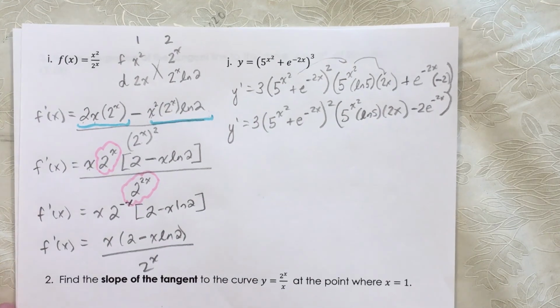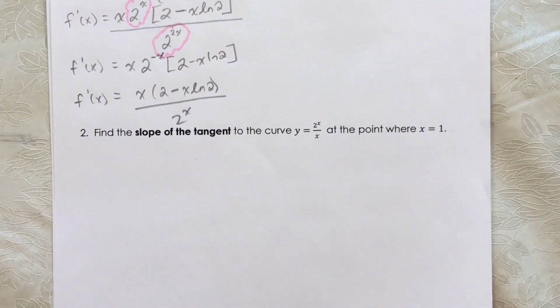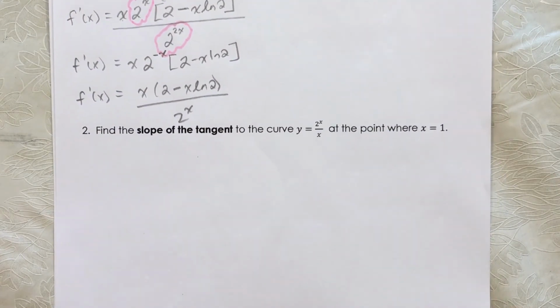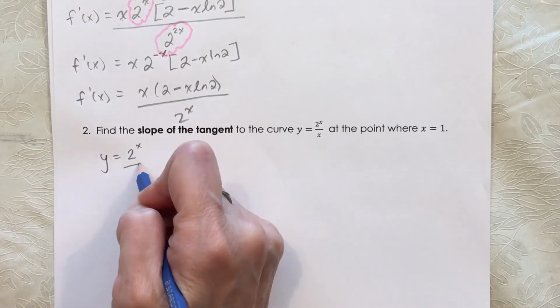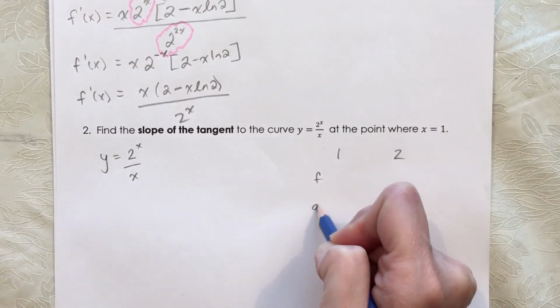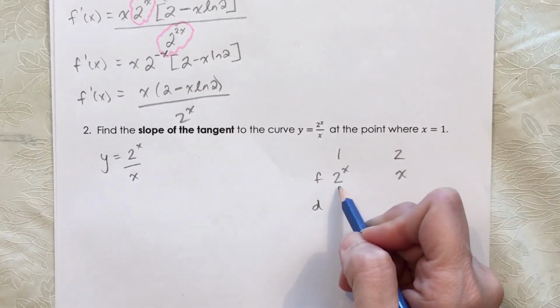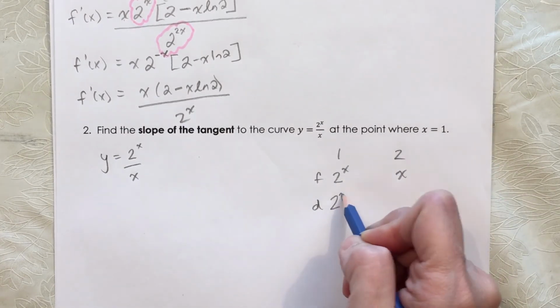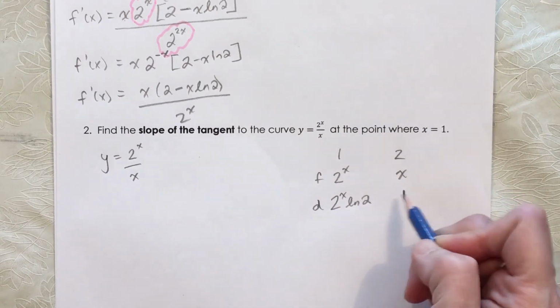Okay, so some applications. Our basic ones: find the slope of the tangent to that curve at the point where x is 1. So first we have to find y prime. We've got y is 2 to the power of x over x, so that's going to be a quotient rule. Our first function is 2 to the x and our second is x. The derivative of 2 to the x is 2 to the x ln 2. The derivative of x is 1.